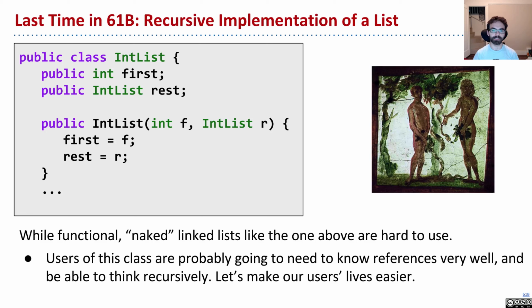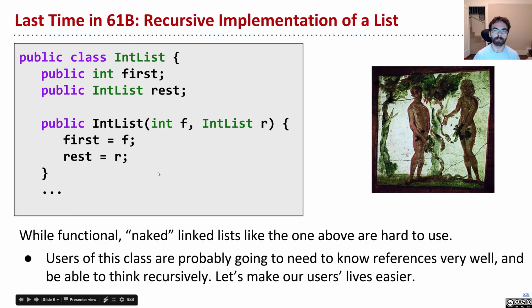So we built an int list last time. This data structure does all the stuff a list can do. You can add stuff to it, you can take stuff back out. It's a sequence of items with a front and a back. The specific implementation that we used had an integer called first and a pointer to the rest of the list called int list.